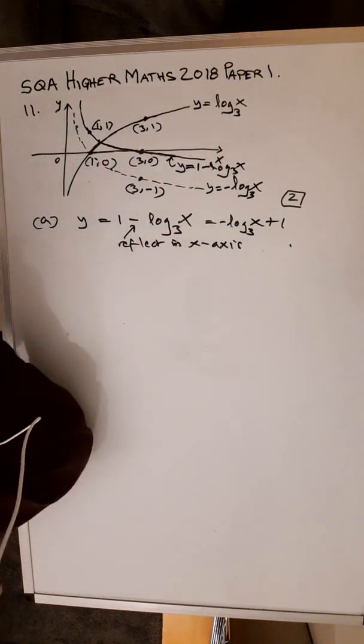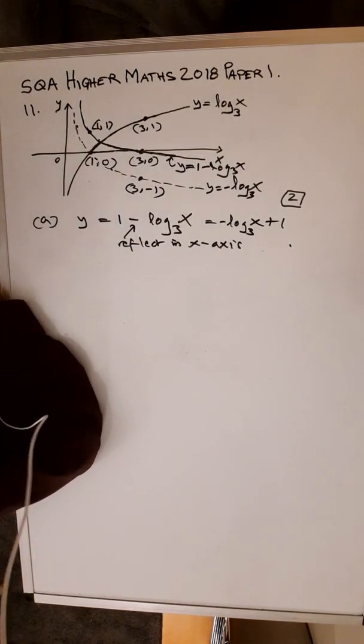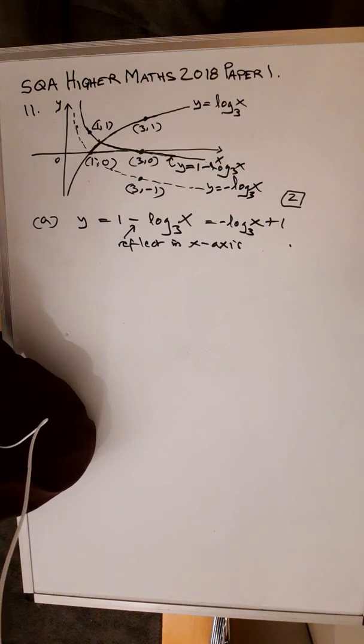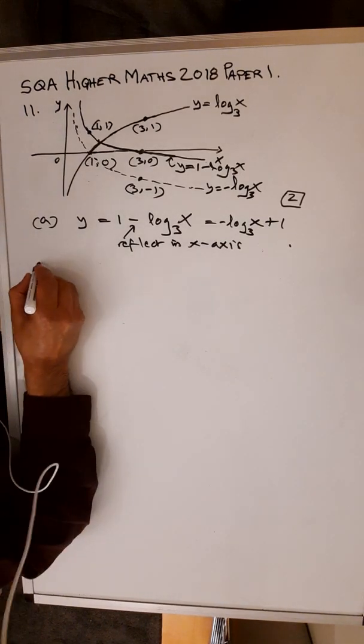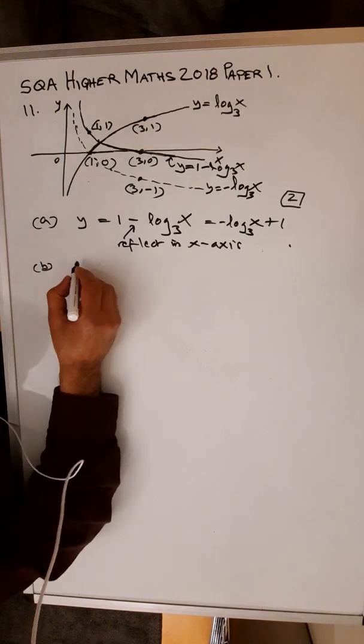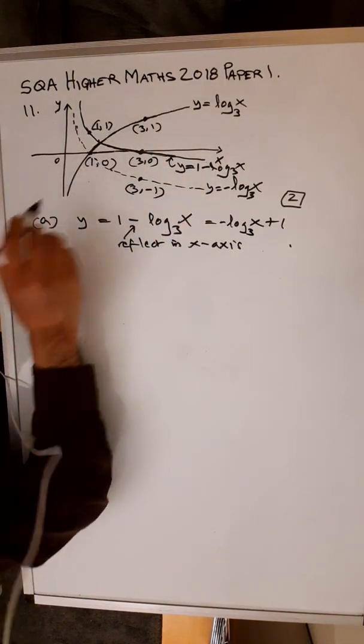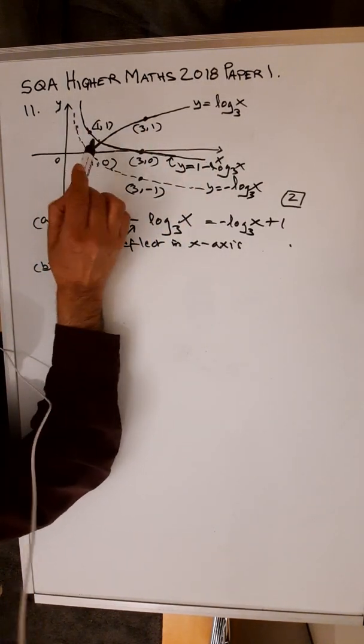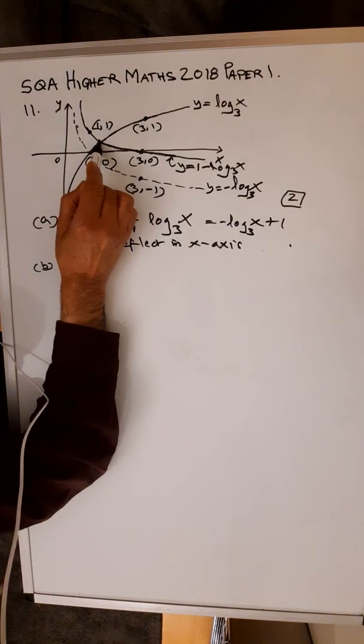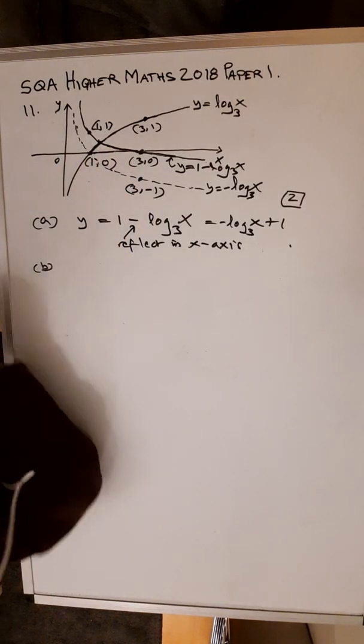And then there's a part B. Determine the exact value of the x-coordinate of the point of intersection of the two curves. This is for 3 marks. For part B, you have 3 marks. So log to the base 3 of x is the first curve. So y1, these y values are both the same at this point here. The two curves meet at that point.